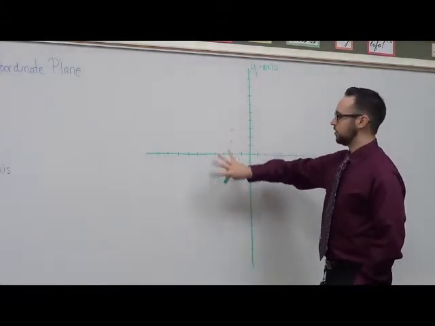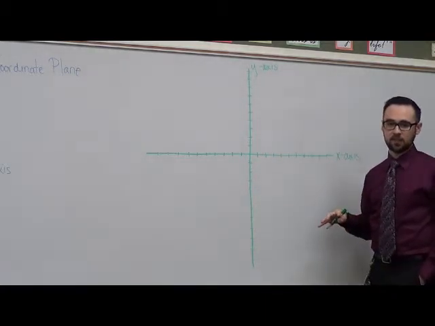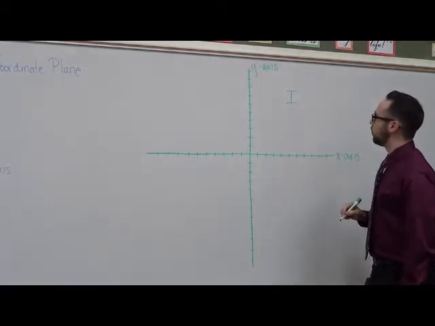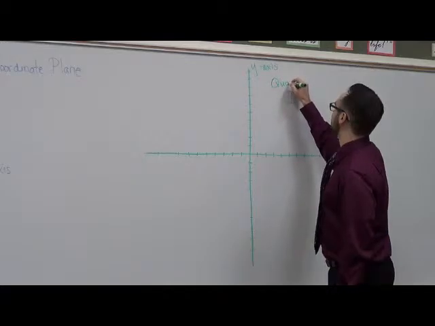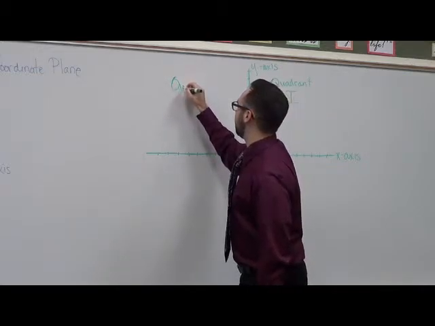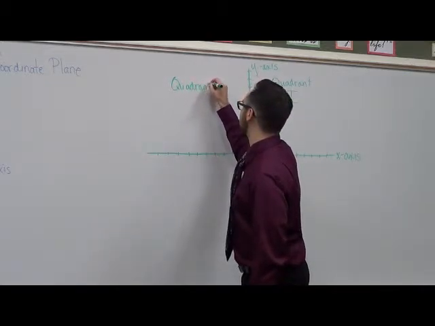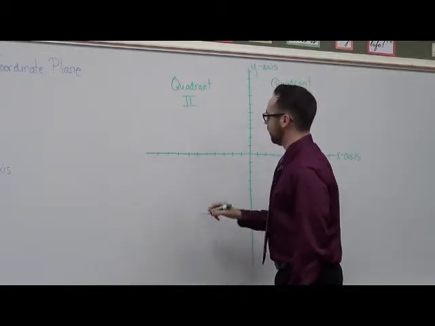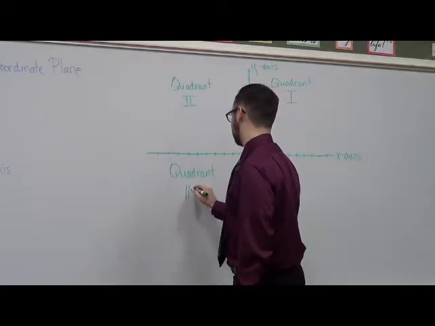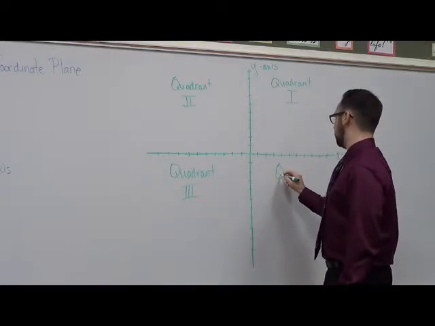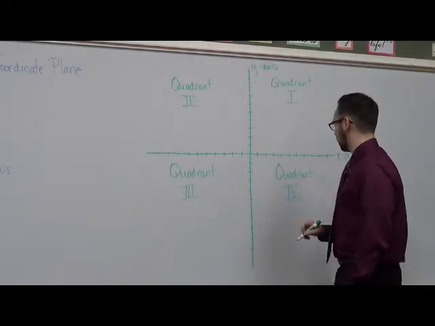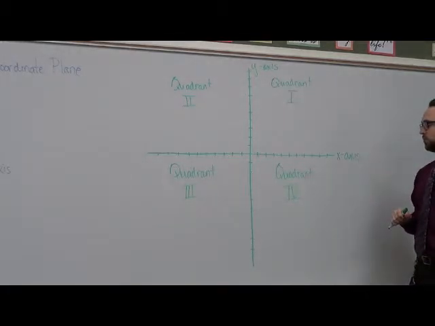And then we have four sections here. Each of these four sections has a name. They're called quadrants. And we use Roman numerals to describe those. So this would be quadrant 1. Then it moves counterclockwise. So then we have quadrant 2. And then we move down here and we have quadrant 3. And the last one is quadrant 4. So those are the Roman numeral representations of those.